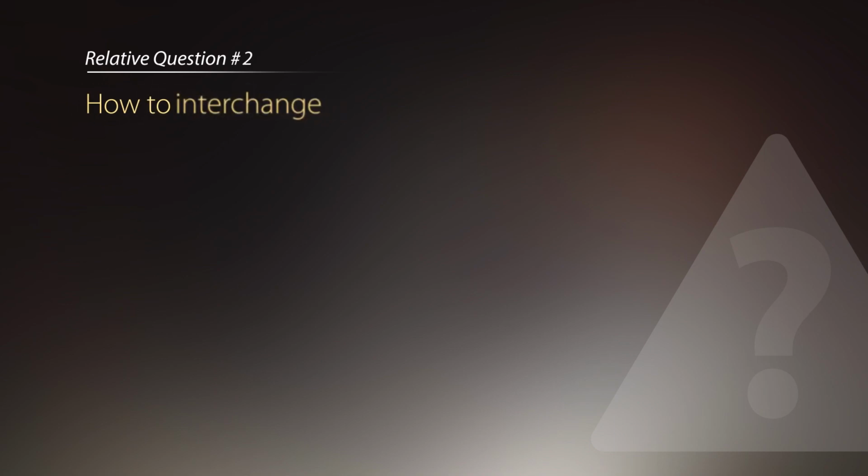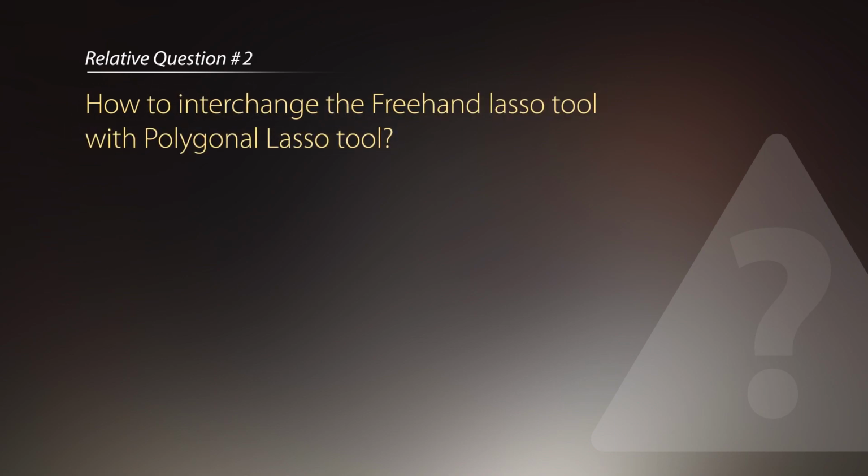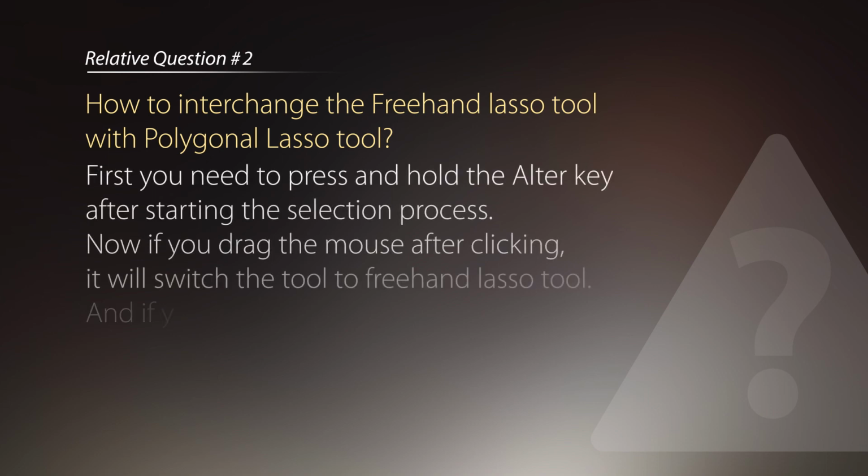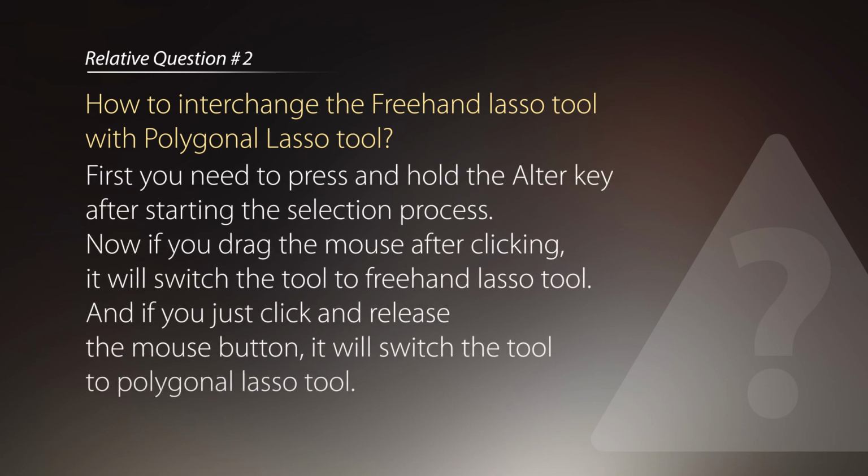How to interchange the freehand lasso tool with polygonal lasso tool? First, you need to press and hold the Alter key after starting the selection process. Now if you drag the mouse after clicking, it will switch the tool to freehand lasso tool. And if you just click and release the mouse button, it will switch the lasso tool to polygonal lasso tool.